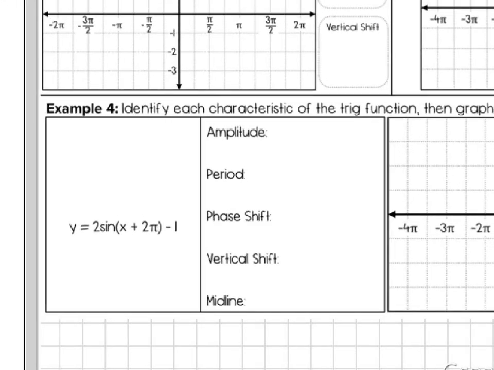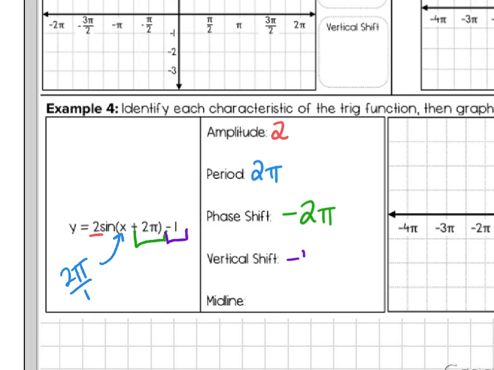Example 4, let's start with this. The amplitude is 2. The period, if we look at our coefficient of x, b is 1, so period equals 2 pi over 1, so period is 2 pi. Phase shift, it is going to be left 2 pi, so negative 2 pi. And our vertical shift will be down 1, meaning the midline is at negative 1.